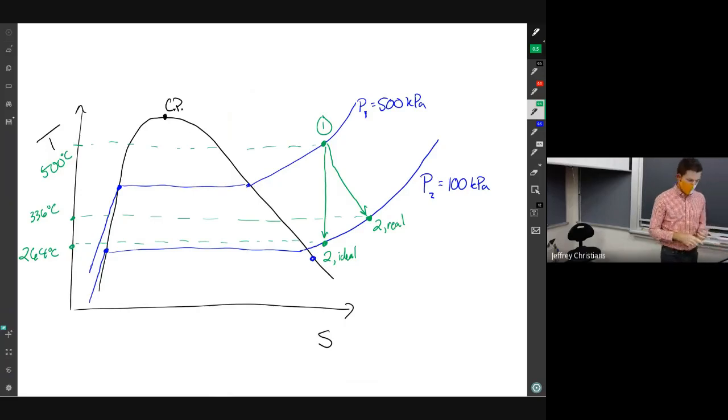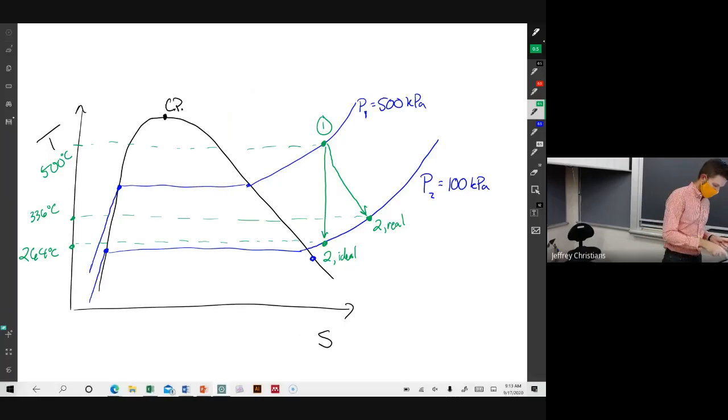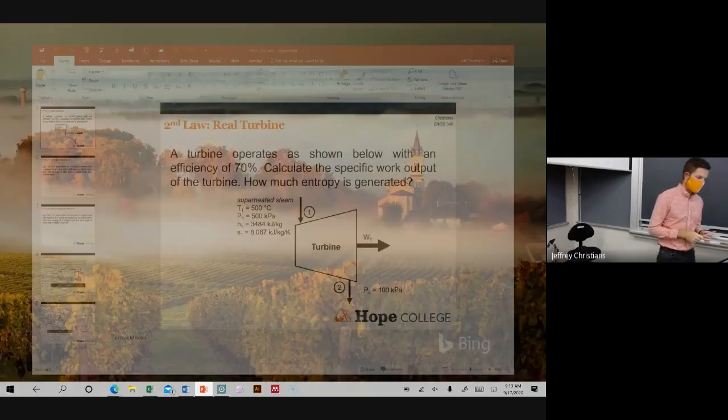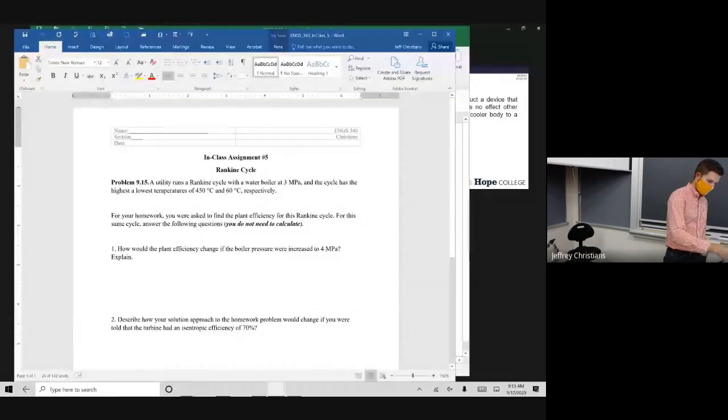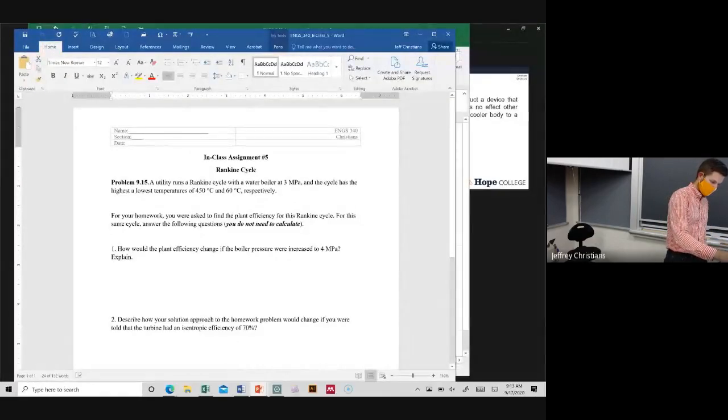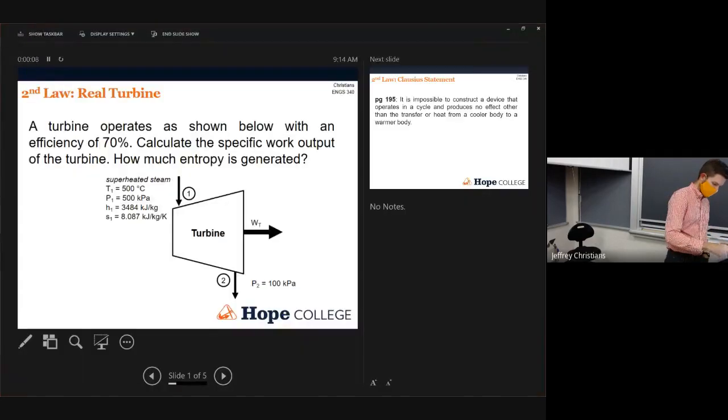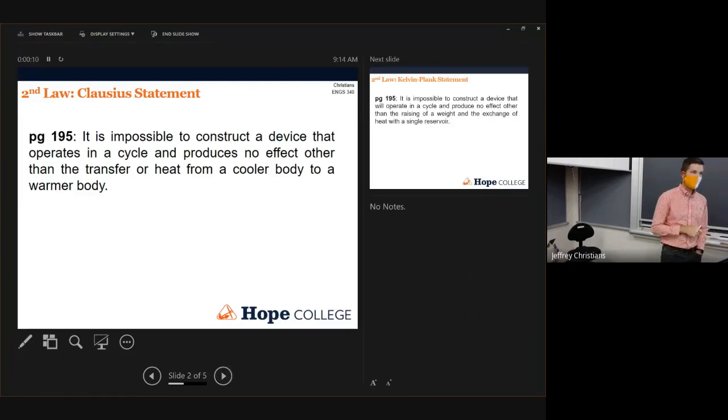Okay, so we're going to do something that you're probably going to get sick of hearing me talk about, and that is, think about the second law. We've been talking about the second law a lot. We'll continue to talk about the second law because the second law is the fun one.